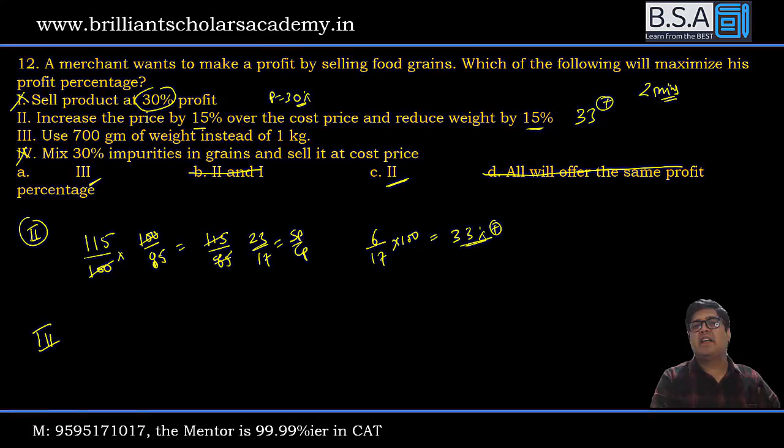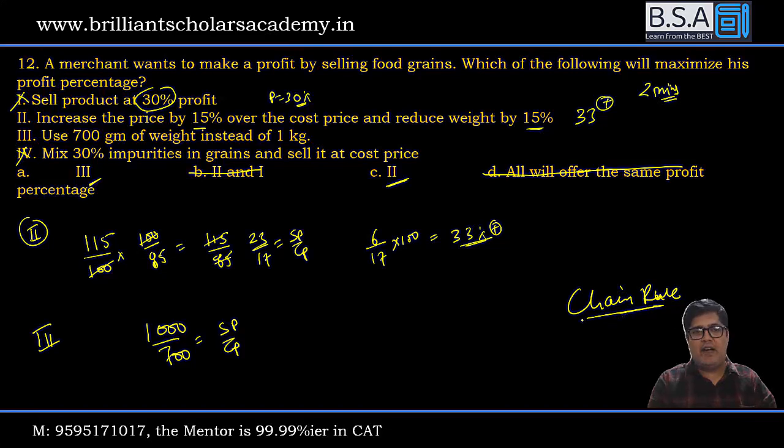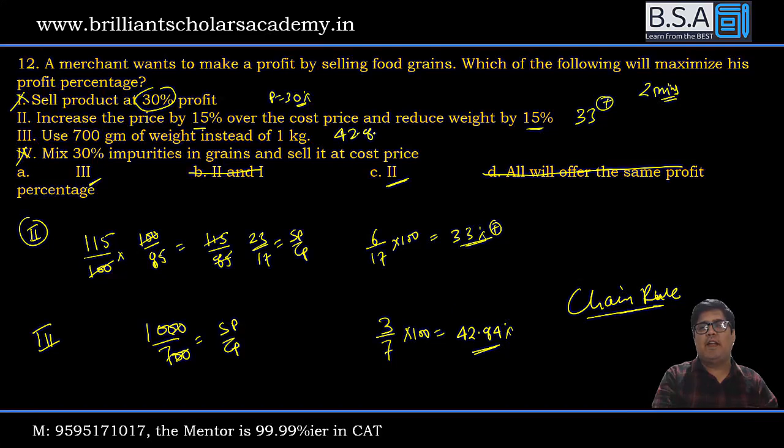Use 700 grams instead of 1 kg. So that becomes 1000 upon 700, SP by CP. What is that rule? Chain rule. We have covered chain rule in the last lecture, on Friday. So cancel, cancel. How much is the earning? The earning is 3 rupees upon 7. What is 3 upon 7? 1 upon 7 is 14.28, triple, 42.84%. So I'm getting 42.84% here.